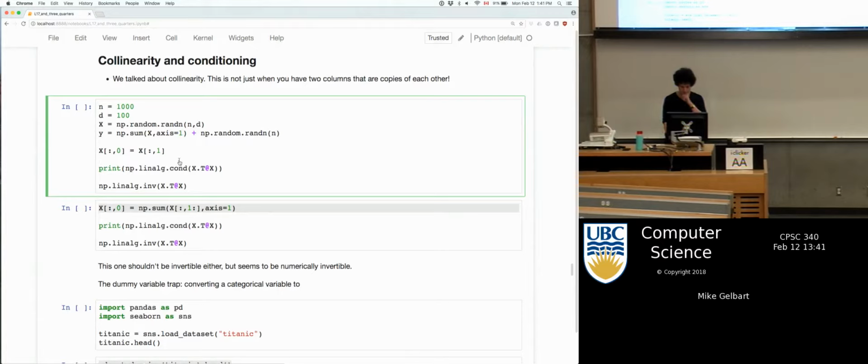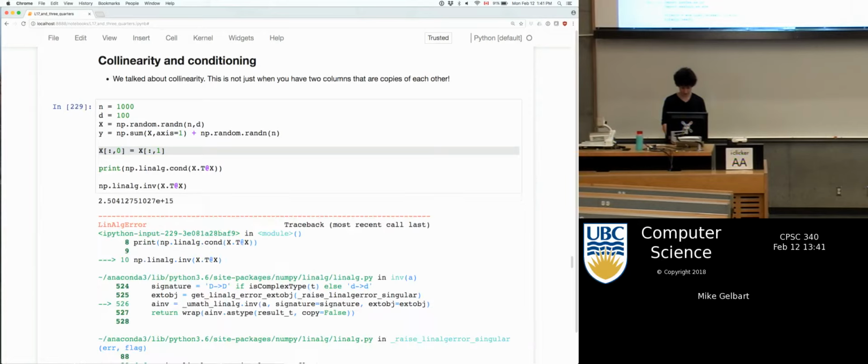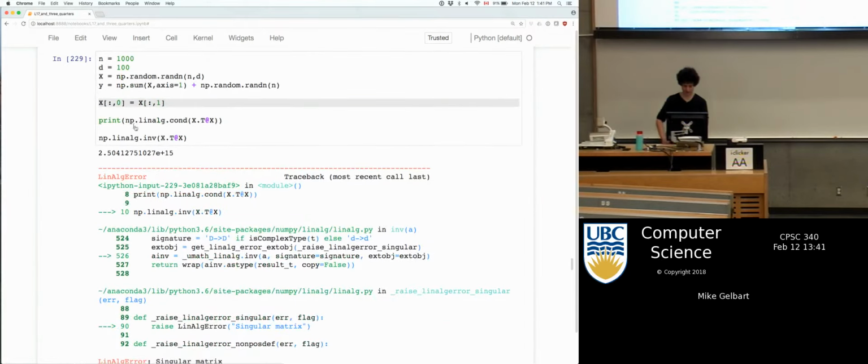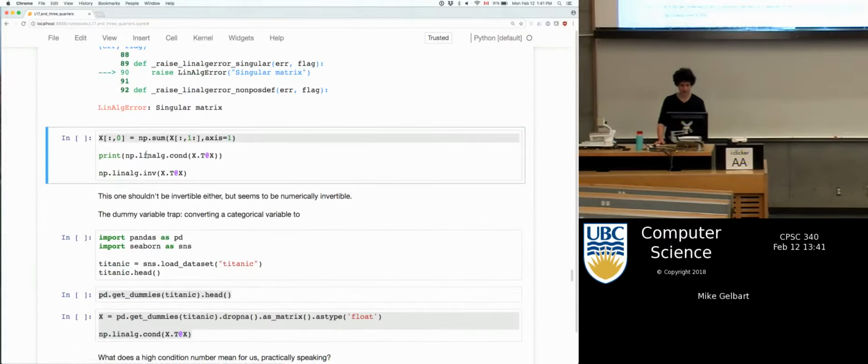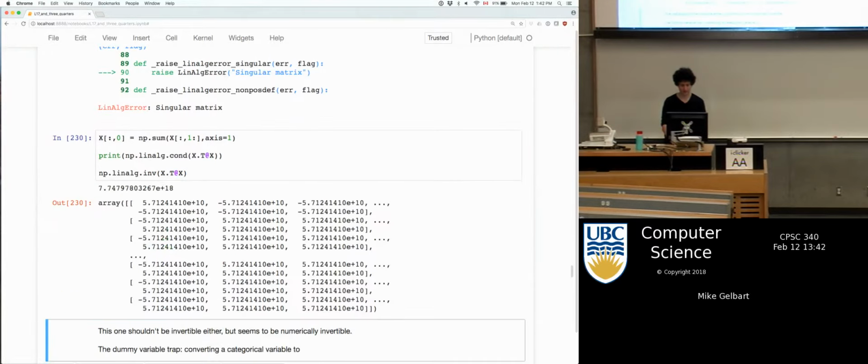So here I take some random data. I set the first two columns to be the same. I get a huge condition number and a crash when I try to take an inverse. The thing is not invertible. We talked about that, and that is fine. And I can also make feature 0 a sum of all the other features, and I still get a very large condition number. Shouldn't it be invertible? Is that definitely true?